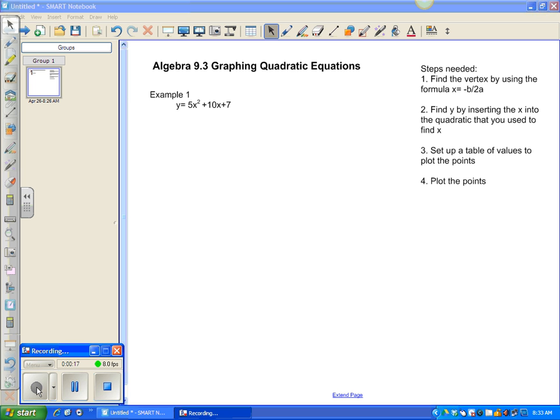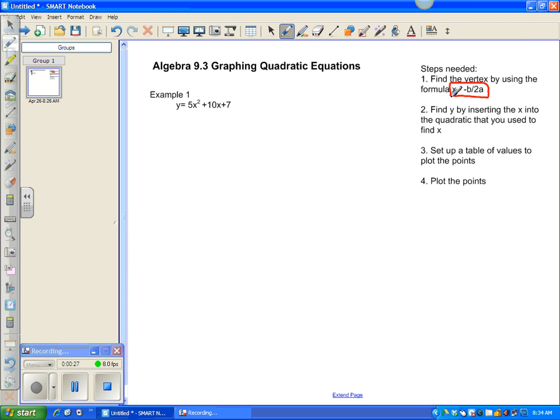So the first thing you need to do when you solve a quadratic equation is use the formula right here: x is equal to negative b divided by 2a. If you don't know what A, B, and C are in the quadratic equation, this is A, this is B, and this is C. So that is the first thing you need to remember.